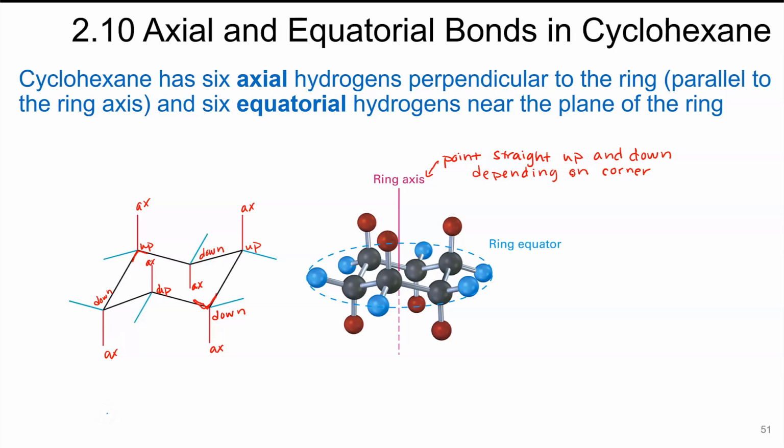Equatorial hydrogens are the ones that are at the equator of the ring. So they don't point straight up or down, they're kind of off to the side. So this is equatorial.